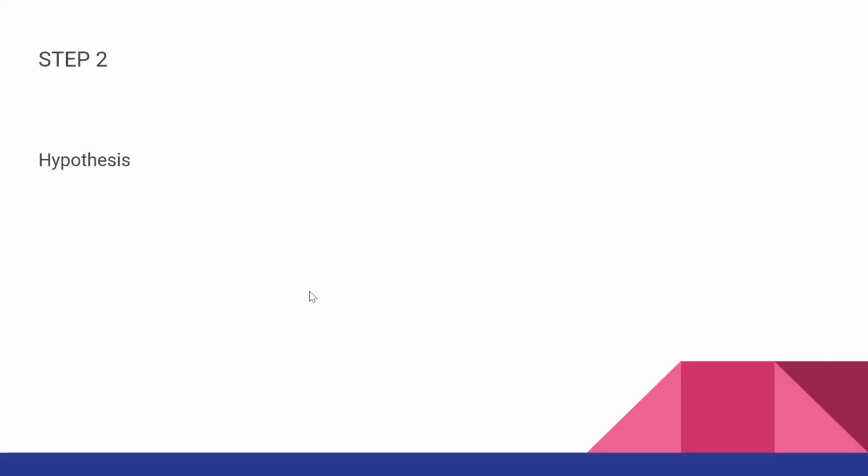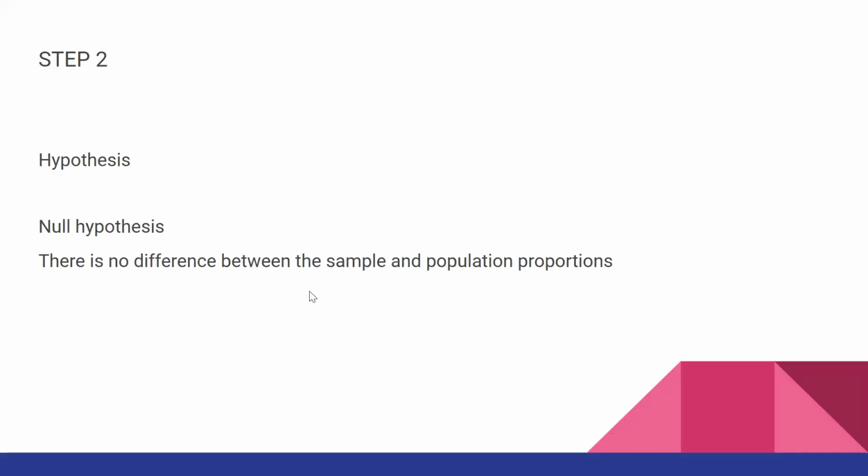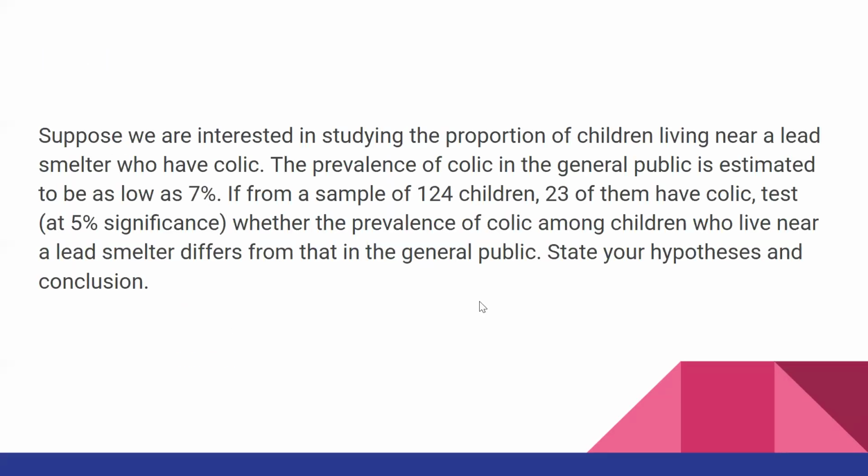Anyone? Yeah. So it's as easy as that. The null is that there is no difference between the sample and population proportions, and the alternative is that there is a difference between the sample and population proportions. Remember, what we want to know is whether the prevalence of colic among children who live near lead differs from that of the general public. So we just want to know whether or not the proportions are equal, from the general public and the sample that we've used. Okay, so those are the hypotheses.